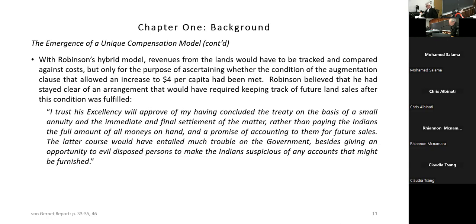He saw this as an immediate and final settlement of the matter, rather than paying the Indians the full amount of all monies on hand and a promise of accounting to them for future sales. What he's referring to there, the accounting to them for future sales, was the kind of arrangement that led to the land funds. He saw this as an annuity fund type system, but albeit with a unique element that augmented the annuity in the future if certain conditions were met.